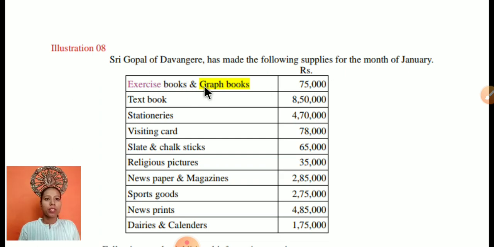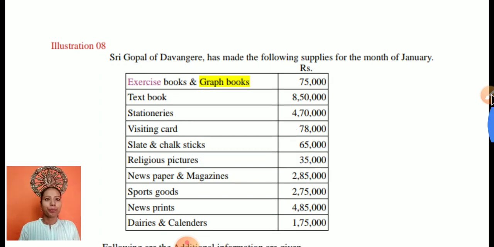Exercise books and graph books. He made the supply for the month of January. Clear? Exercise books and graph books. The textbooks are exempted from the tax, and exercise books and graph books are taxable. So this one is a taxable supply.